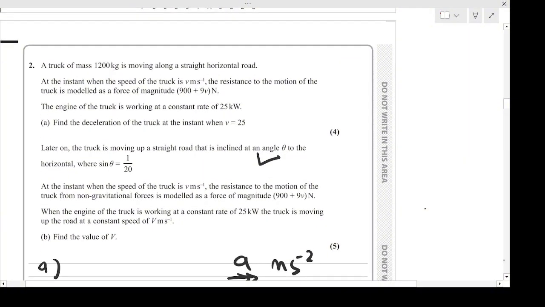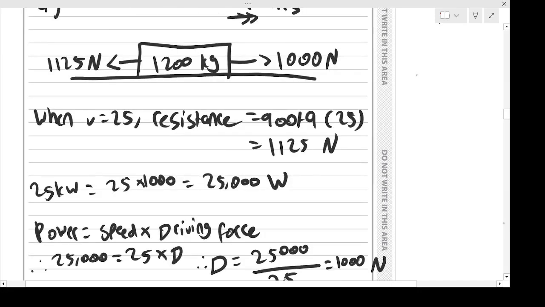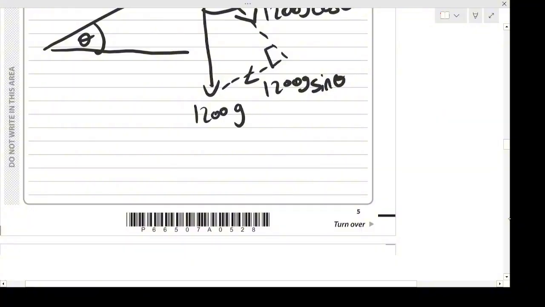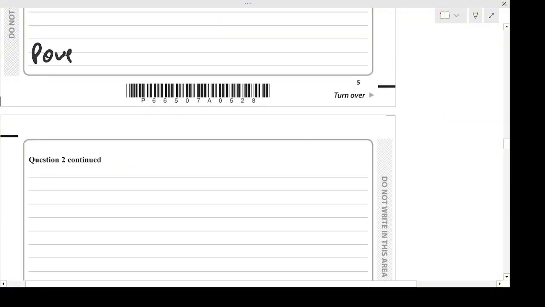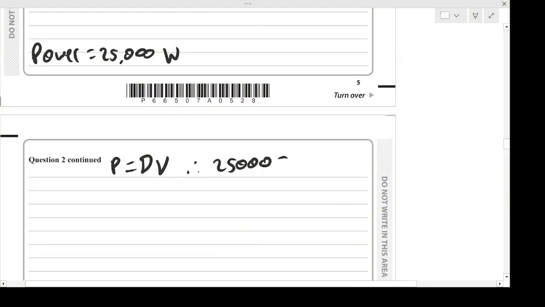So again, there's still power. Okay, the power is still 25 kilowatts or 25,000 watts. So I'm still going to need to consider the formula, right? That power is the driving force times the speed v. Okay, so therefore 25,000 equals Dv. Okay, so I'm going to need to find D or v, right? But let's bear that in mind.